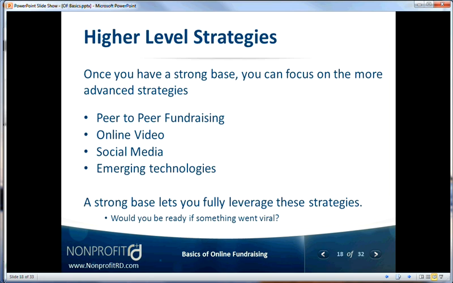So once you have that strong foundation, we're looking at Maslow's hierarchy. Once you have that strong foundation, then you can go on to those more high-level things that we talked about, peer-to-peer fundraising, online video, etc. But you don't want to do those first, for the reasons that we talked about, because what if you did get 10,000 visitors in 2 days? You're really not going to be able to capitalize.